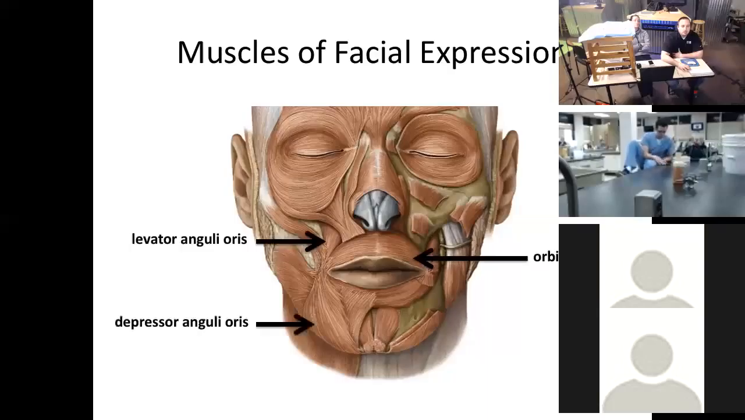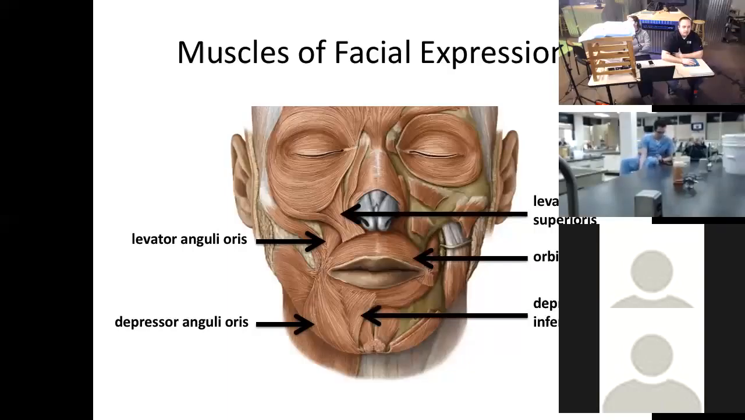The depressor anguli oris is the same thing, other than that it's below the lips and attaches to the bottom corner of the mouth. So it helps you to frown. The levator labii superioris and the depressor labii inferioris are similar, except that they attach more midline to the lip around this region. The levator labii superioris helps to lift, while the depressor labii inferioris helps to depress the lips.